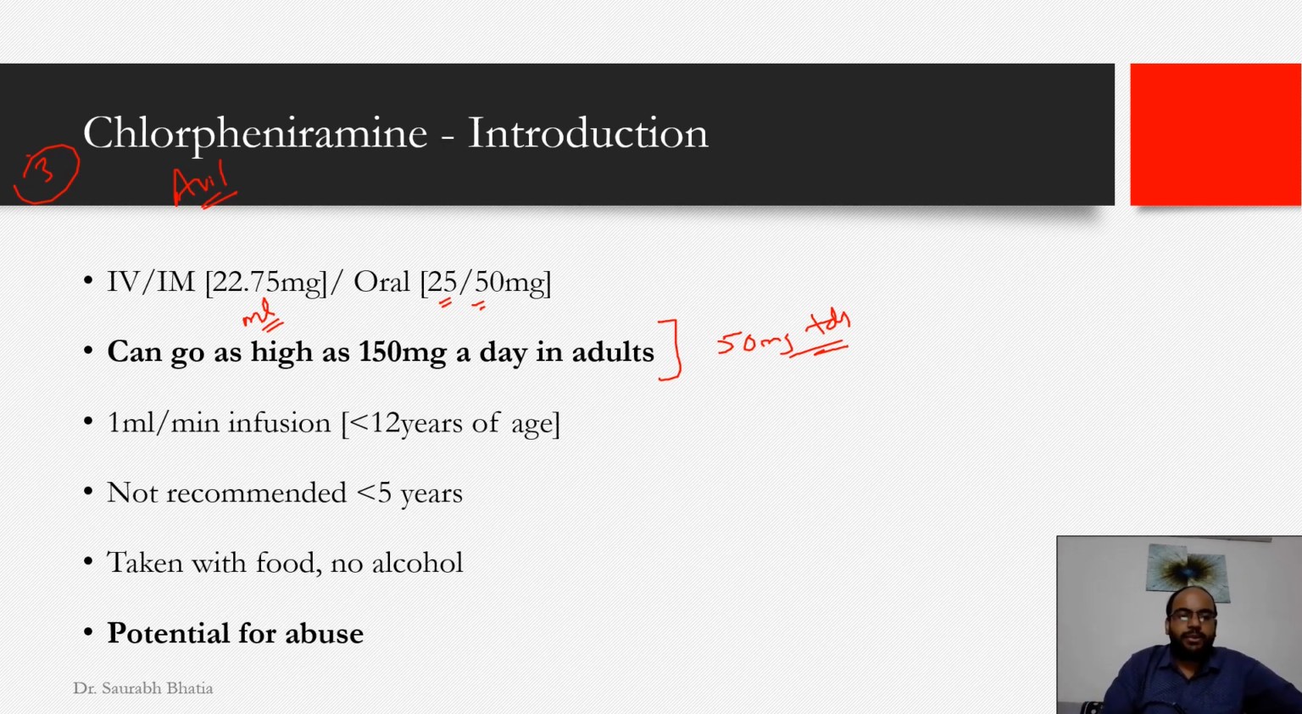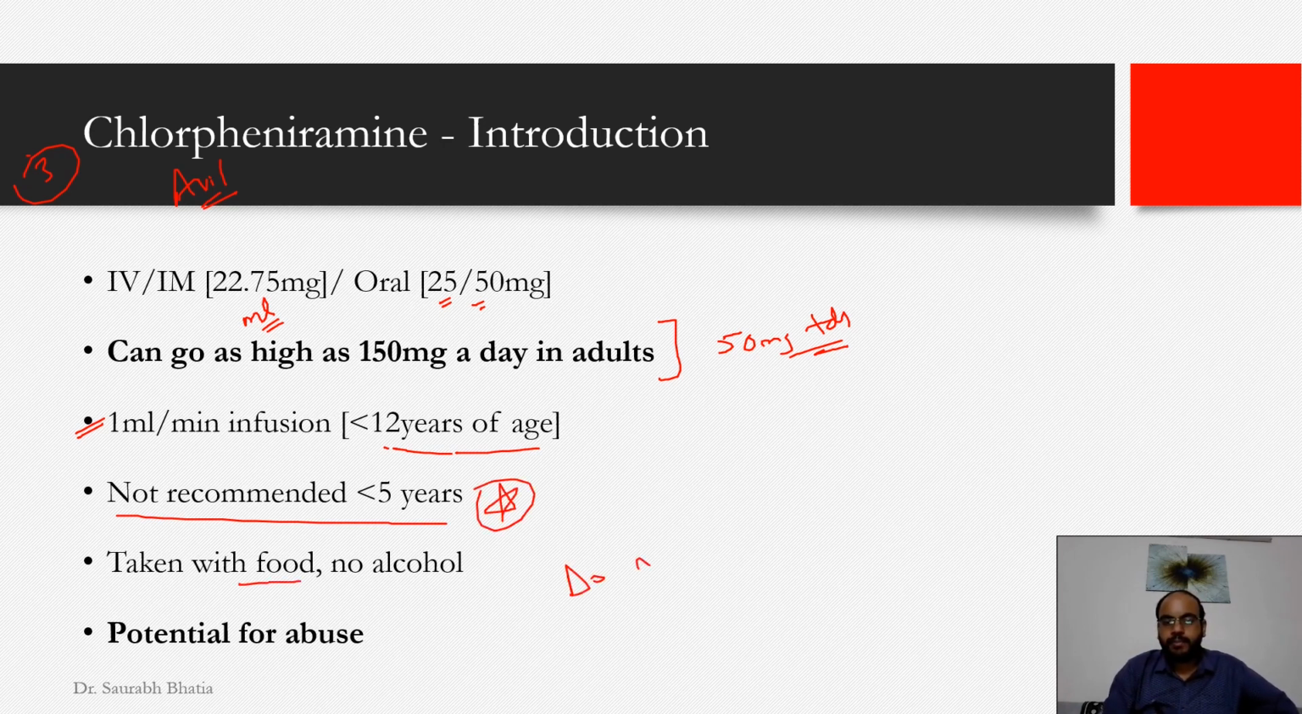If you are using it as an infusion, 1 ml per minute infusion is there. So in patients who are less than 12 years of age, it is advisable to give either IV infusion of chlorpheniramine or give an intramuscular single dose injection. That's much better rather than giving orally. It is not recommended in less than 5 years. Take it with food. Do not take it on an empty stomach. This is a warning which is there in the product insert.